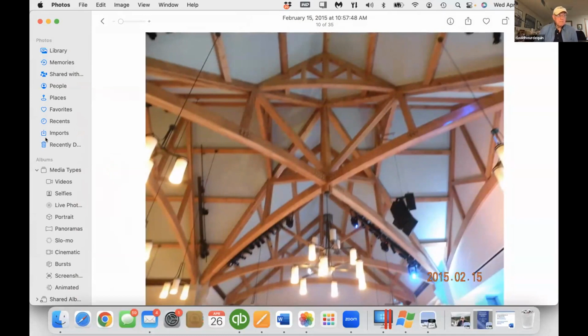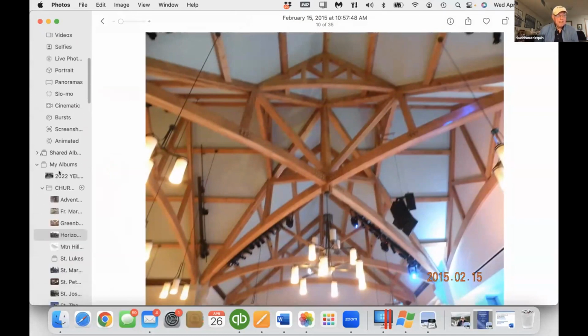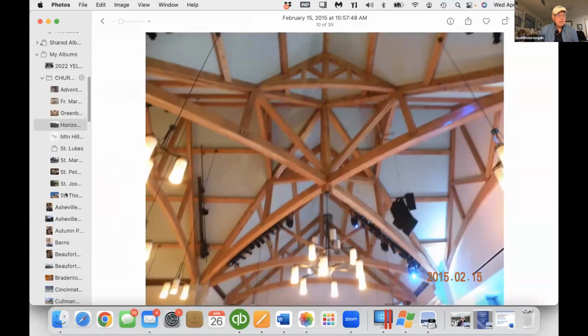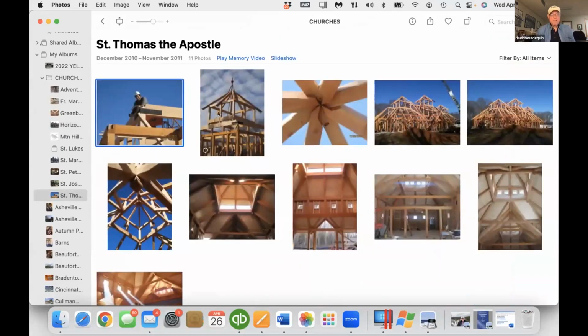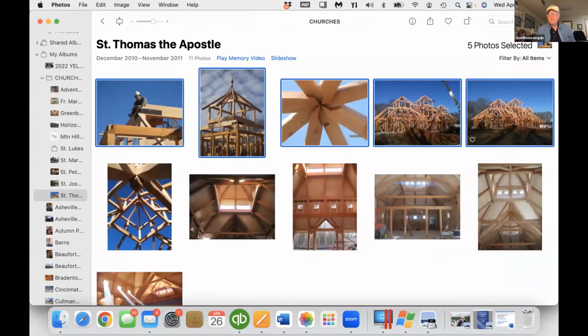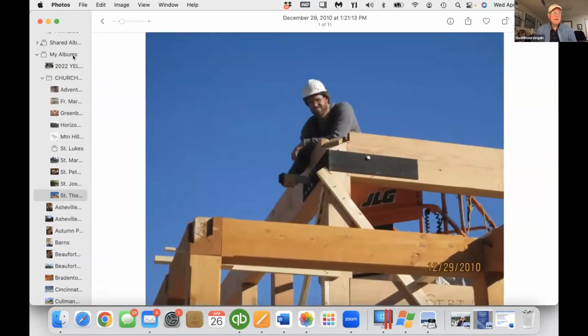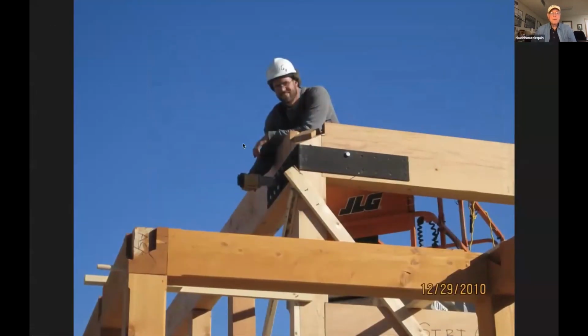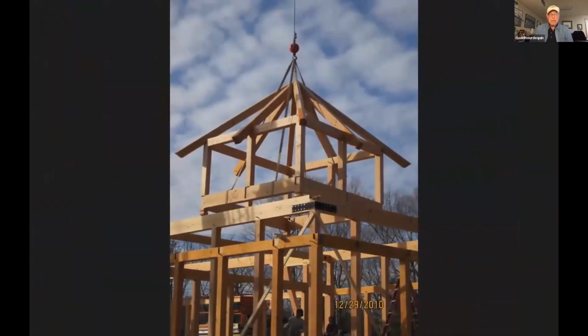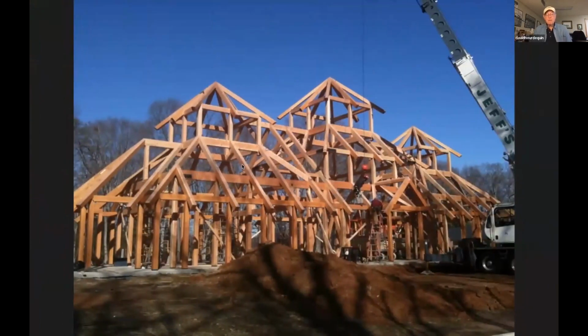Let's see. That one is St. Thomas the Apostle. Josh, if you're still with us, I'm sure you'll have some interesting things to say about this. This was another fun project with Lancaster County Timber Frames. I'm going to come back to this slide. This is actually a tension strap, and I'll explain it here in a minute.